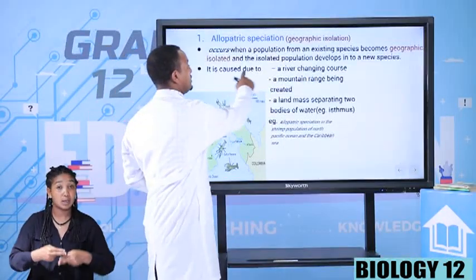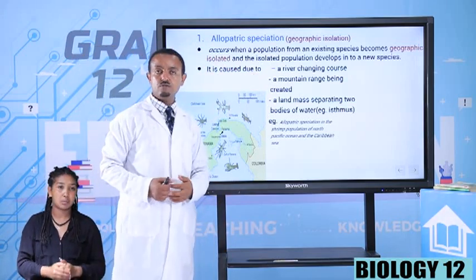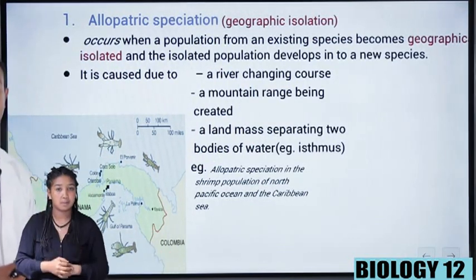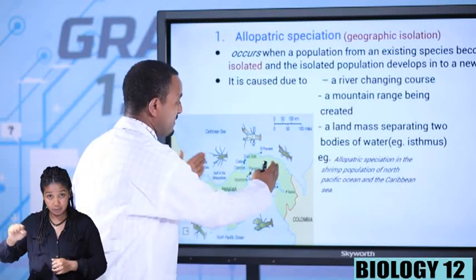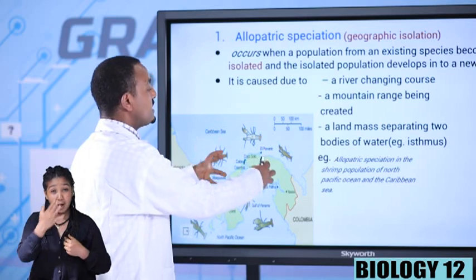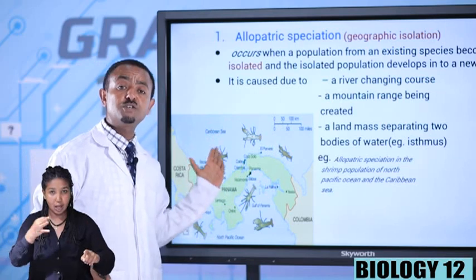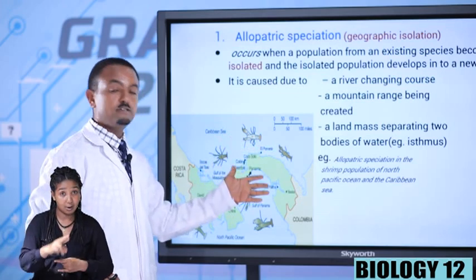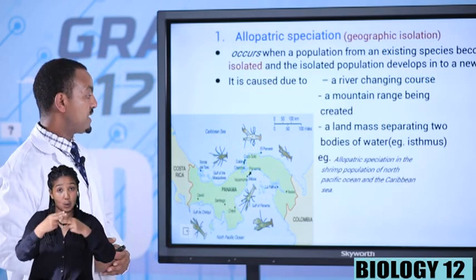It is caused by different reasons. The first one is a river changing course or a mountain range being created. These two types of shrimps, because they are geographically isolated, eventually adapted in different ways and became two different types of shrimps. A new species has arisen. Such kind of speciation is called allopatric speciation.